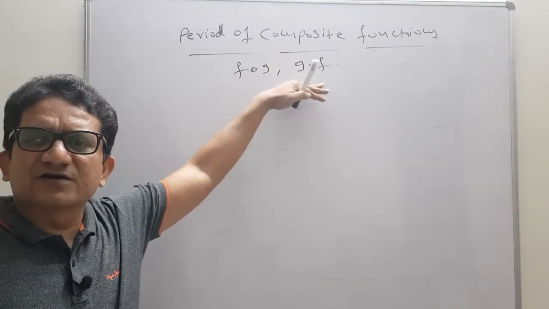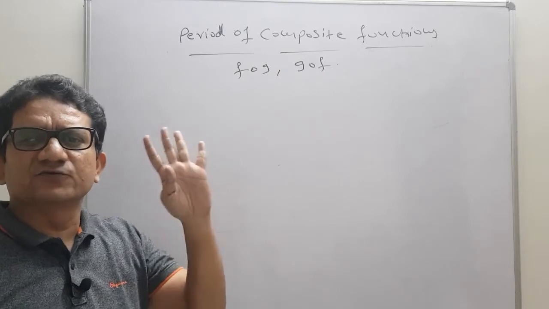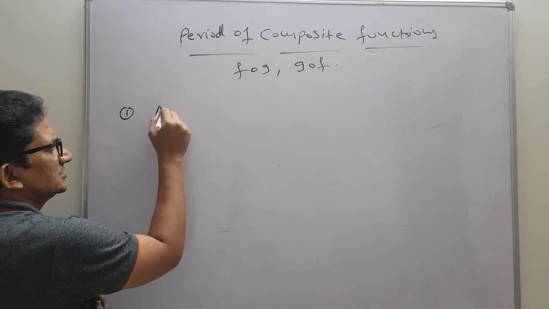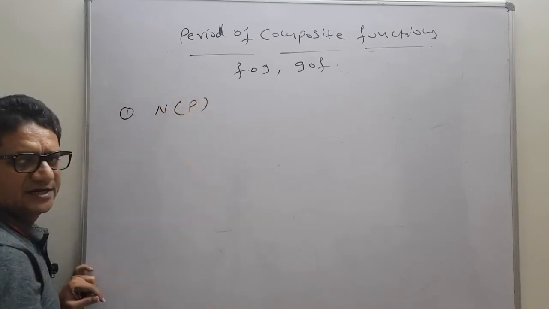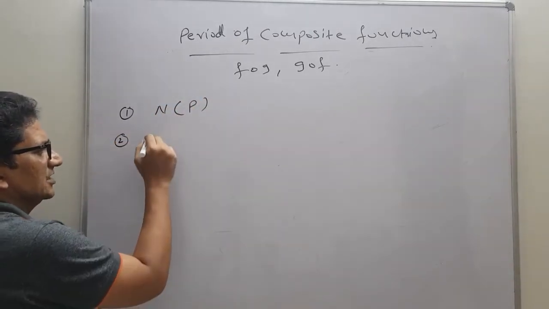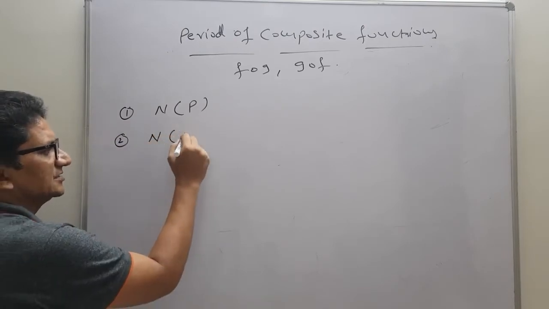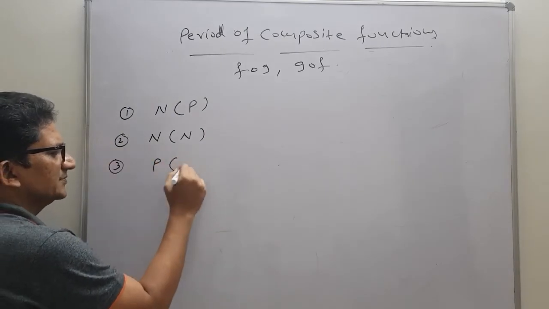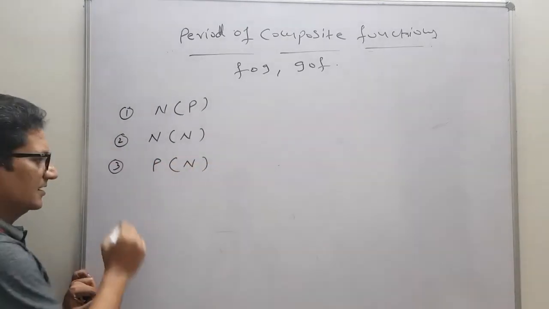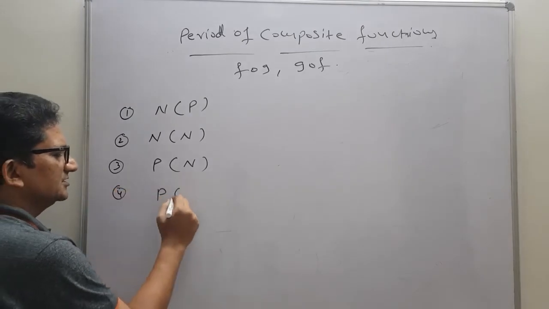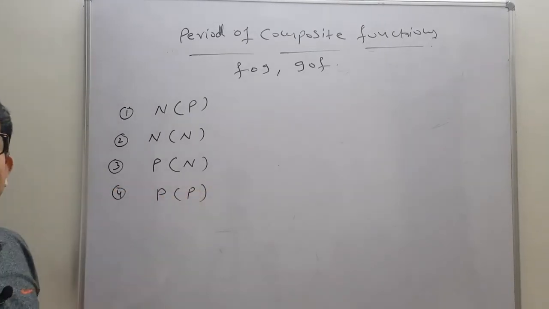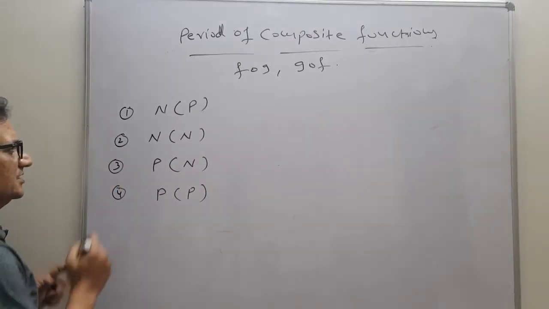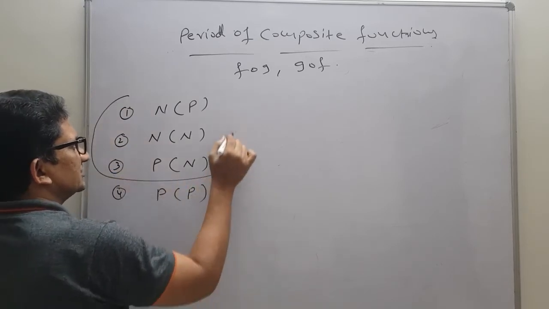While finding the period of composite functions, basically we come across 4 situations. The first situation is when the outside function is non-periodic and the inside function is periodic. The second situation is when the outside function is non-periodic and the inside function is also non-periodic. The third situation is when the outside is periodic and the inside is non-periodic. And the fourth situation is when the outside is periodic and the inside is periodic. That means f and g, I am calling them outside and inside. Now in these 3 situations, okay.